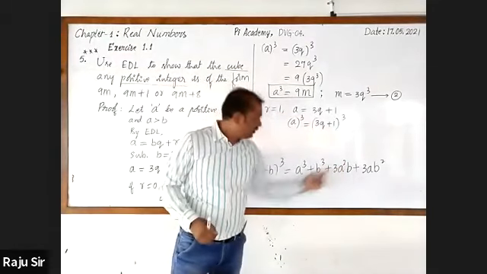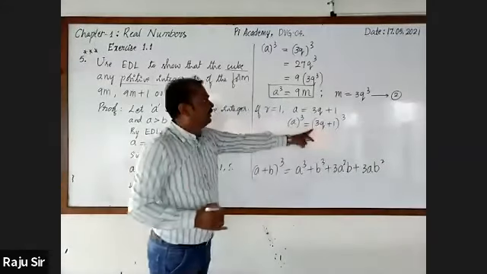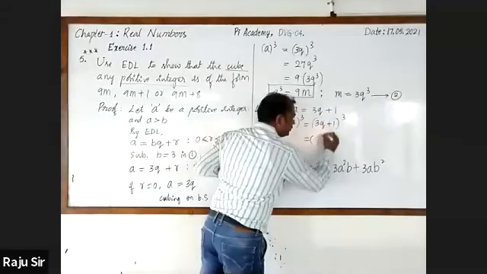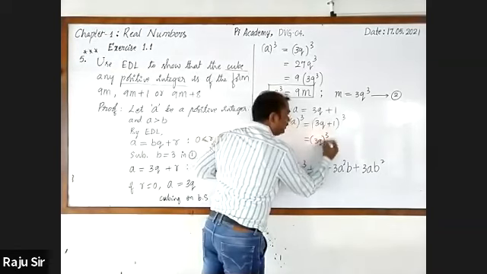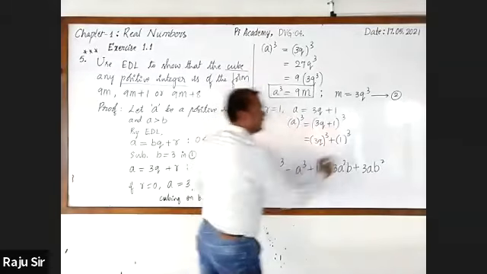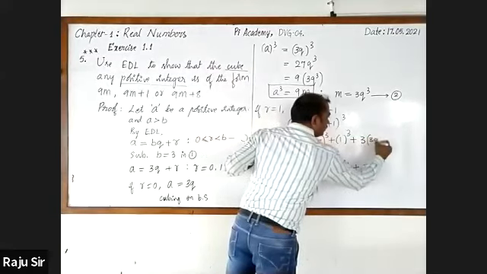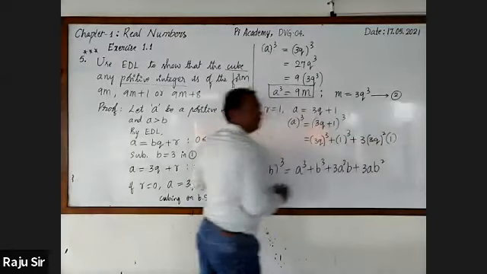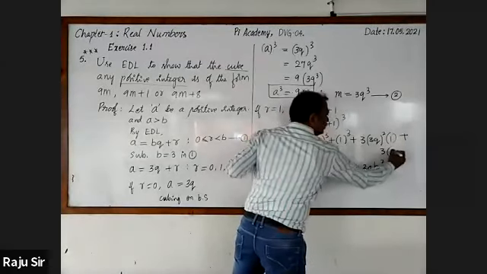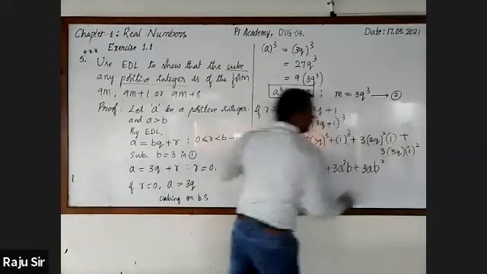Let's go for following this pattern. Please go on writing with me. 3q plus 1 whole cube. It is A cube. A is 3q. In place of B, 1 is there. 1 whole cube plus 3A square B. 3 into 3q whole square into B, which is 1, plus 3AB square. 3 into A, which is 3q, B square. B is 1 whole square.